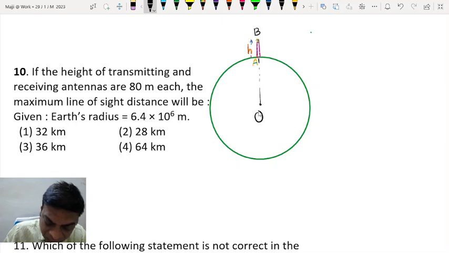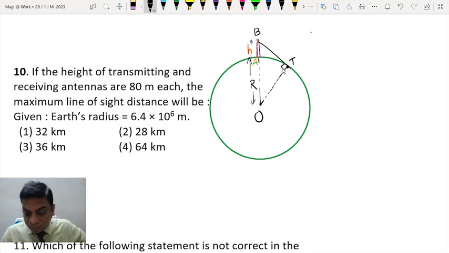O is the center of earth. Radius I have taken as R, radius of earth. If you draw a tangent from here, as you can see, let the tangent touch the earth at point T. So let us join it. So certainly this will be a right angle triangle.